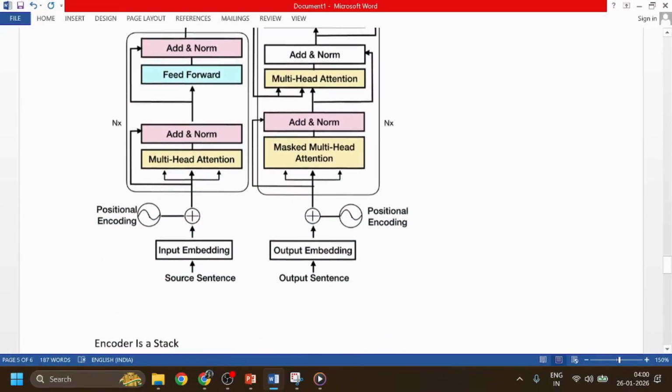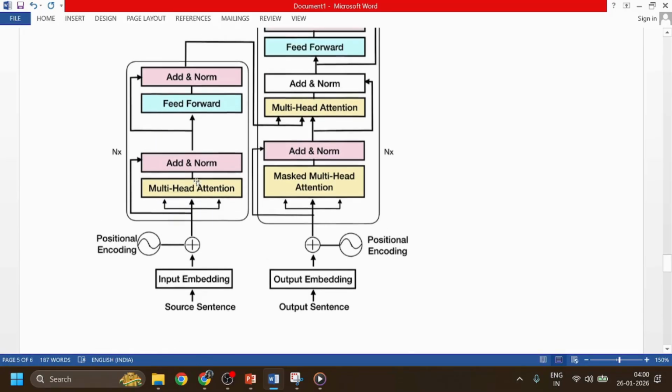Now we move here to self attention. I already said that every encoder has these 5 layers: multi-head attention, add and normalization, feed forward, add and normalization, and residuals. These 5 layers we have in every encoder.